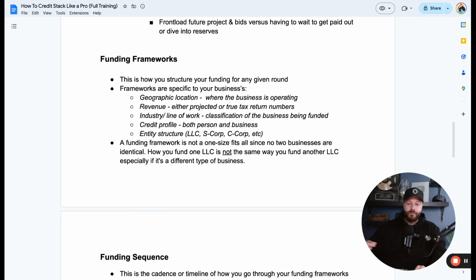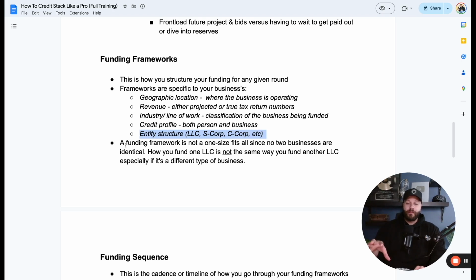So, funding frameworks. This is how you structure your funding for any given round. Now, the frameworks are specific to your business's geographic location. So this is where the business is operating. The revenue, this is either projected or true tax return numbers. Your industry and/or line of work. So this is the classification of the business being funded. The credit profile, both on the personal and on the business side, and the entity structure.